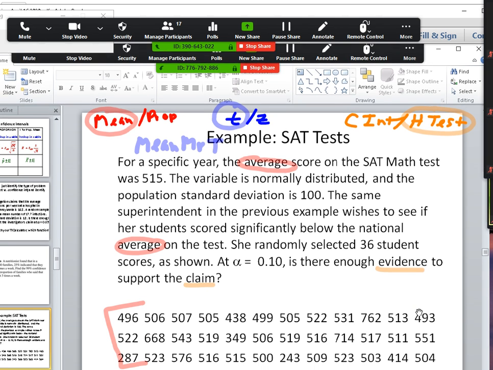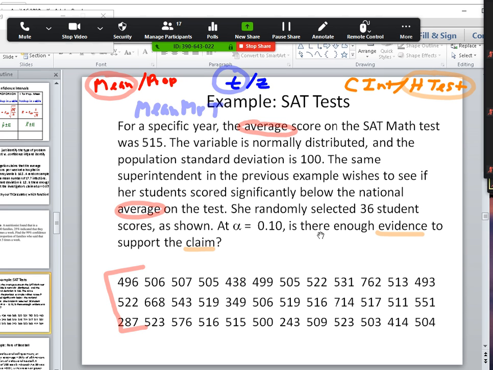It is a hypothesis test because nowhere in here is the word confidence interval or estimate. And again, we have some evidence and we have a claim. You're only going to have evidence and claim if it's a test. So mean, Mr. T, so it's a T distribution, and then hypothesis test. Great.